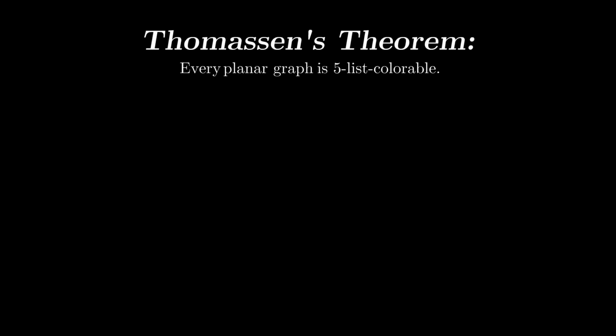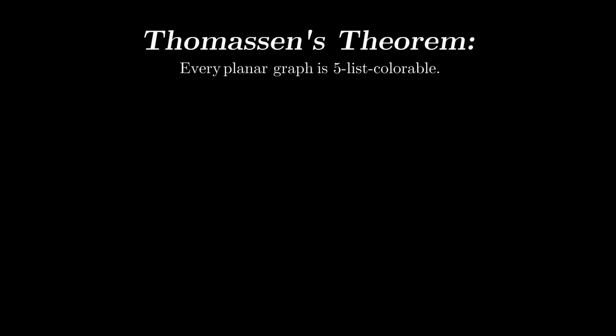Okay, so now that we have seen that lists of length 5 are needed, we are going to see that lists of length 5 are enough. This is the celebrated theorem by Carsten Thomassen. How did he prove this theorem?